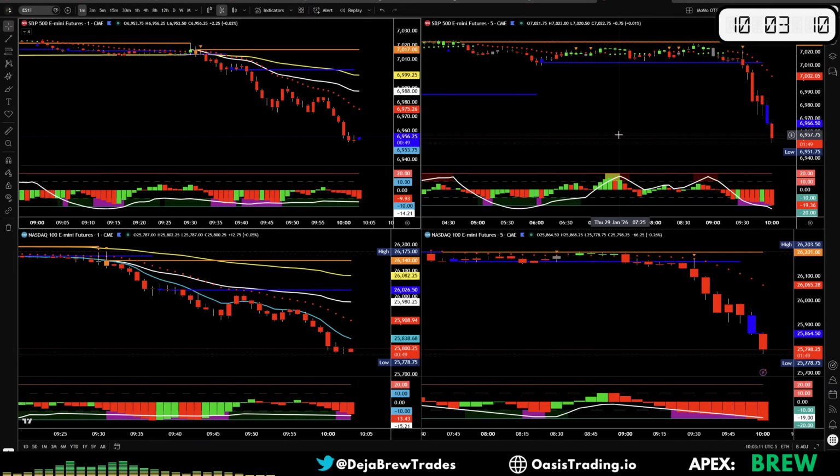That is not a good sign for the buyers that we put in a pivot and it just instantly broke through it. That's what we call a stair-stepping pivot, where they tried to find a little bit of support but it just instantly got taken out.